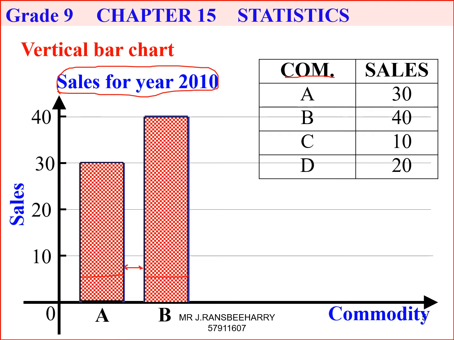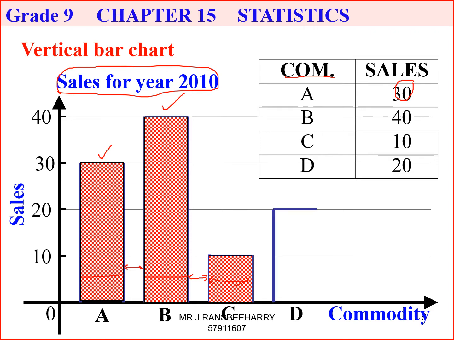Now here 30 means a frequency. Frequency is proportional to the height. Part C, commodity C, only 10 sold, so up to 10. So same widths, all the widths are the same, and we leave a small distance between the columns. Part D, still we leave a small space, 20, so up to 20.